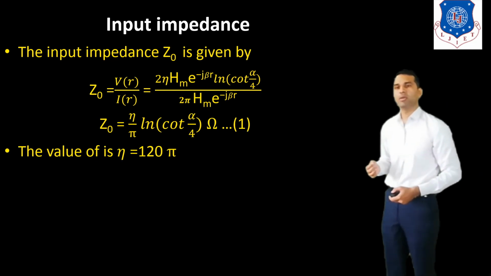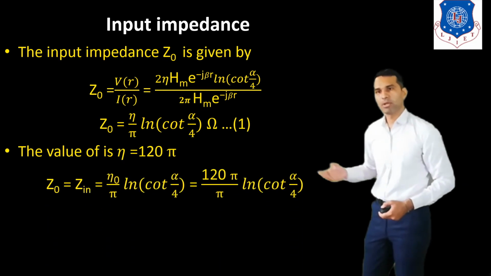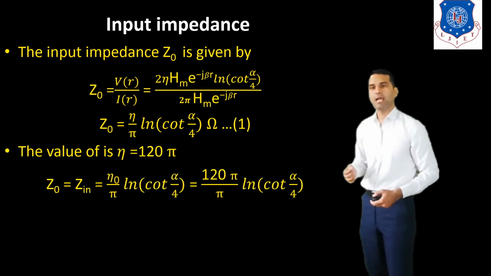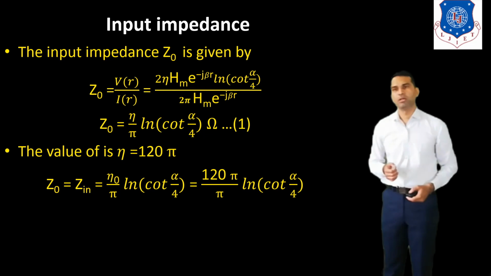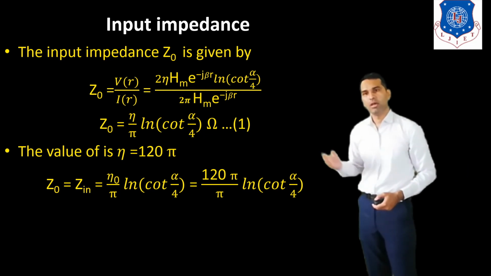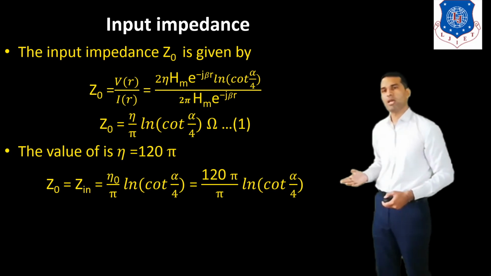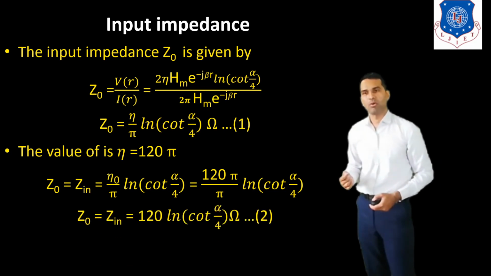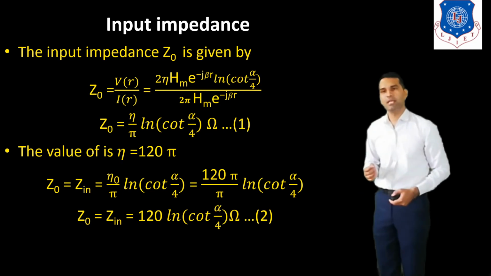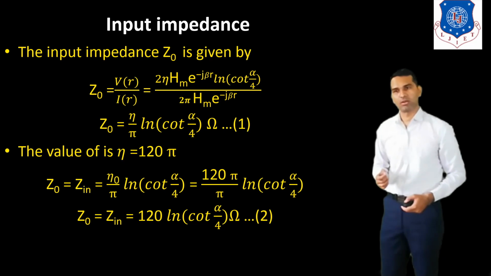Now we put in the value of eta for free space, which is nothing but 120 pi. So after putting in the value of eta, we can write Z0 equals Zin equals eta 0 by pi ln cot alpha by 4, and eta 0 is nothing but 120 pi. So 120 pi upon pi ln cot alpha by 4. So we get Zin equals 120 ln cot alpha by 4.